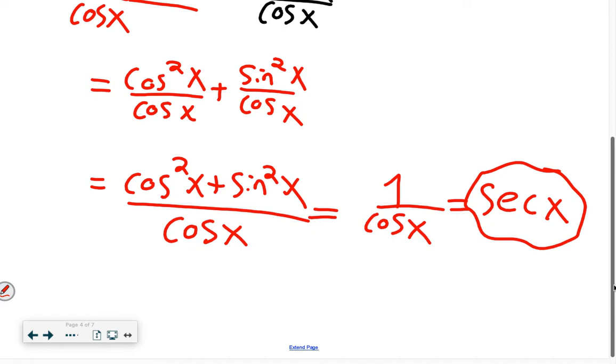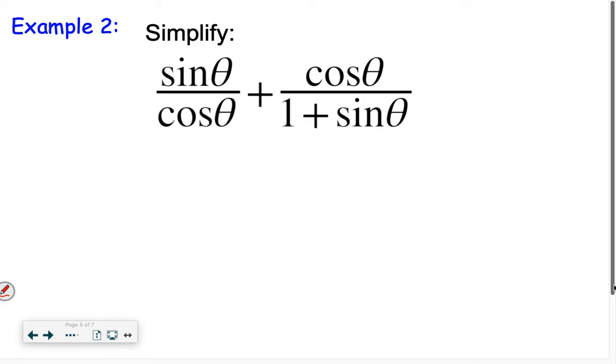Okay? So when we're doing these problems today, you just got to think how can I rewrite these to simplify the problem? And so you're going to look and try to use your identities to do so. Okay? Well, let's do a second one. Oh, this looks fun. So let's get a common denominator here. We have sine of theta over cosine of theta plus cosine of theta over 1 plus sine of theta.